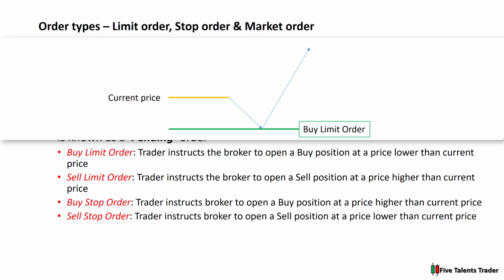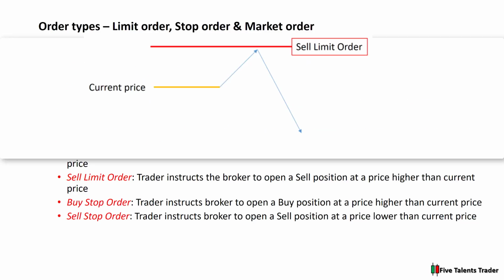Now, the buy limit order is where the trader instructs the broker to buy at a position and at a price which is lower than the current price. So I want to buy, but I want to buy at a lower price than where price is now, in anticipation that price will drop to that lower price. Then I want to buy and ride an up move.